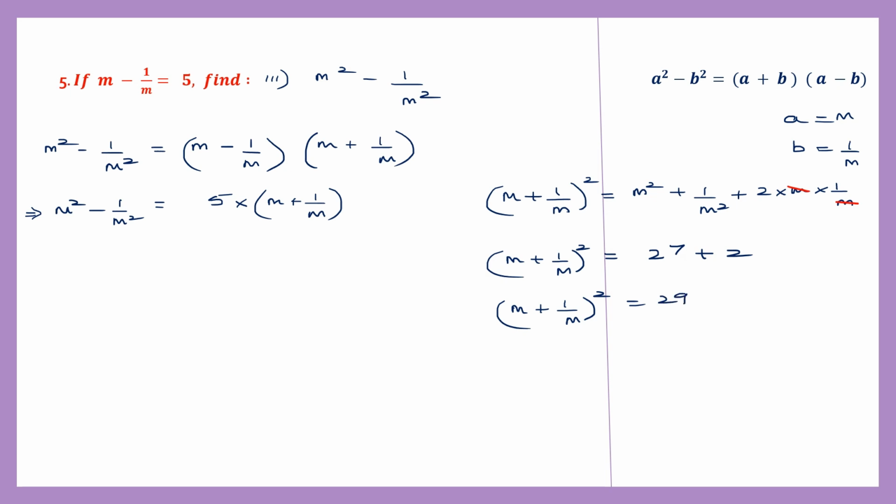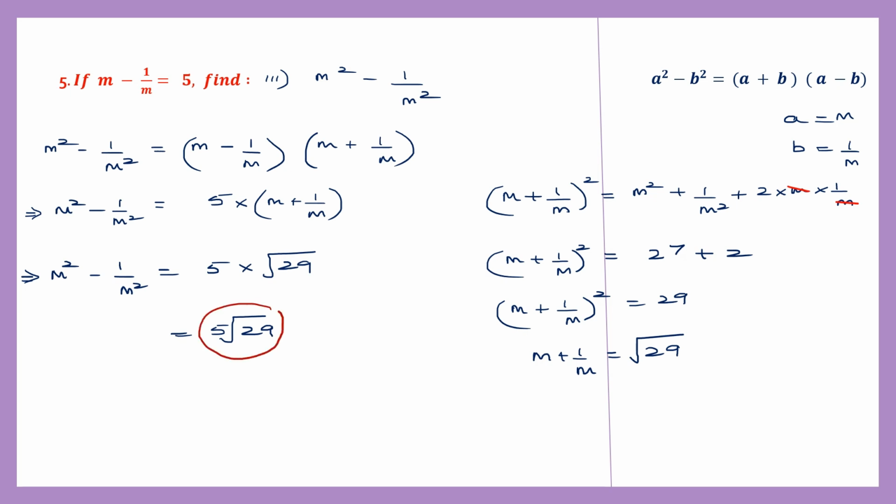So if I have to find only m + 1/m, why do I need that? Because here I need to find only m + 1/m, and that will be equal to the square root of 29. So here in the place of m + 1/m, I can write square root of 29. So let's continue this side. m² - 1/m² is equal to 5 into root of 29, or we write this answer as 5√29. So this is the answer, and we have found it, 5√29.